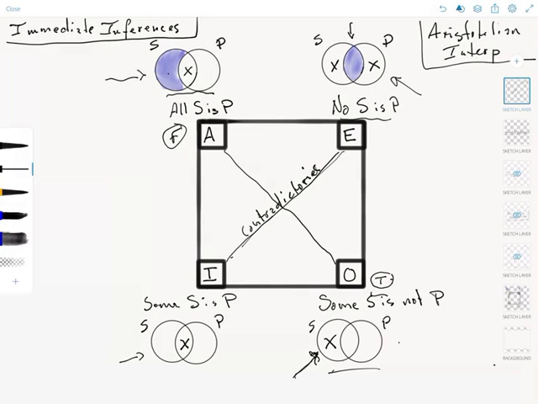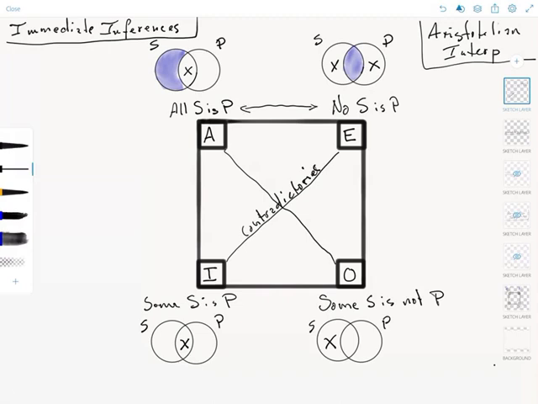So again, no matter whether we start with true or false, if we cross the diagonal with the relation of contradictory, we're going to get opposite truth values. Okay, so that's the first of the relations. I'm getting rid of some of these extraneous marks so that we can examine a different relation. Okay, so what about the relation between all S is P and no S is P?